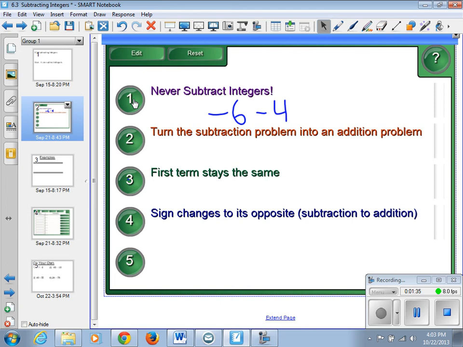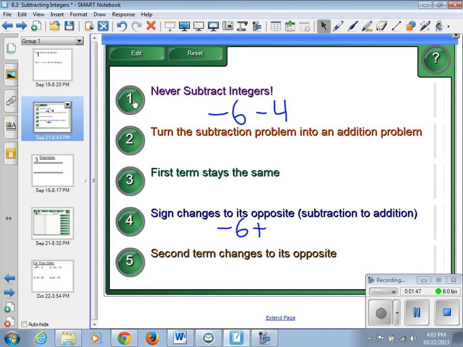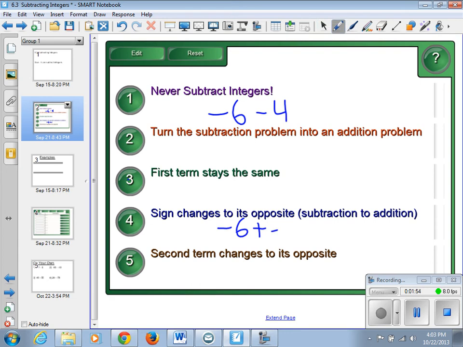We will then change our subtraction sign to an addition sign. So we have -6, still the same. Subtraction becomes addition. And then our second term changes to its opposite. The opposite of 4 is -4. So our new problem is -6 plus -4. Based on what was taught yesterday, on Tuesday, with same sign addition, this turns into -10.